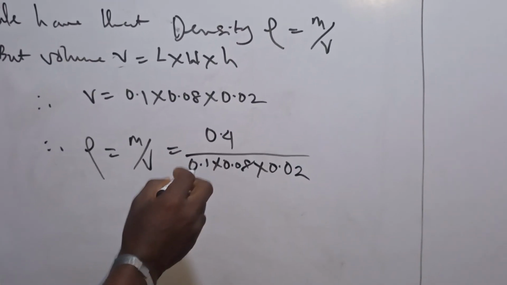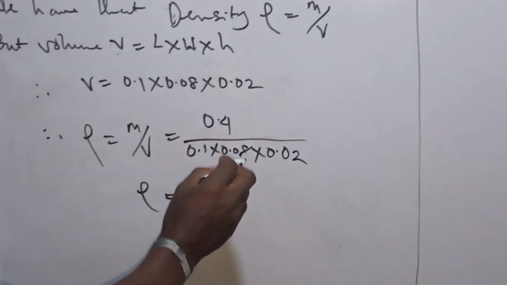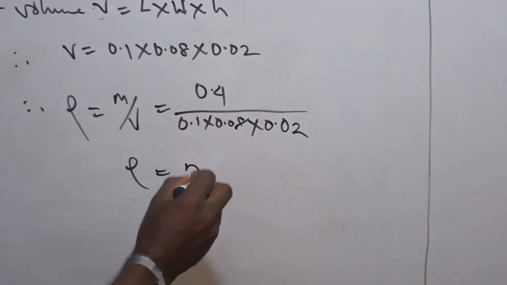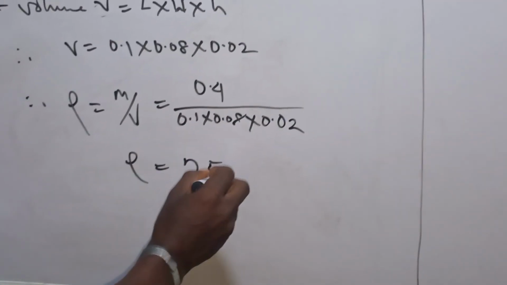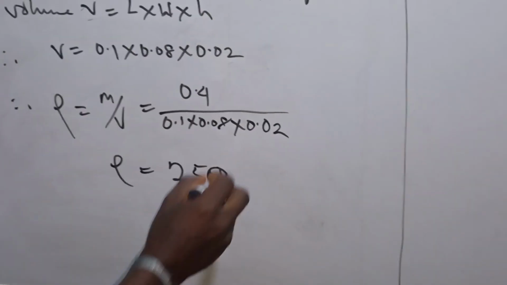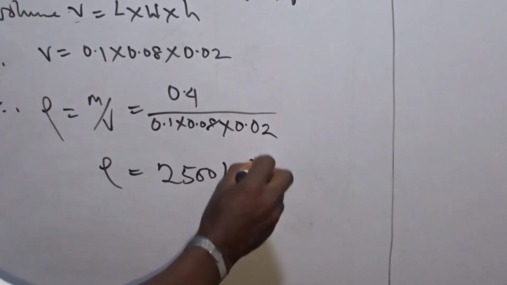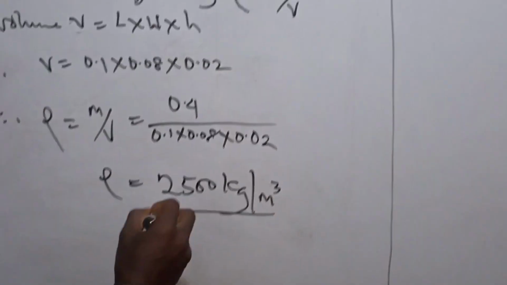Now if you do this whole calculation very well, you have density to be 0.4 over 0.01 times 0.08 times 0.02. You have density here to be 22,500 kilogram per meter cube. As simple as this.